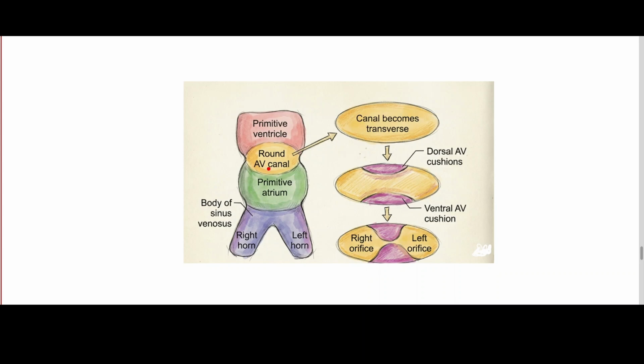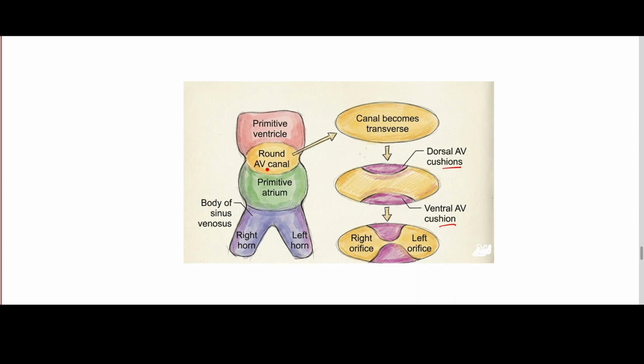Now let's look at the division of the atrioventricular canal. Initially in our primitive heart tube, between the primitive ventricle and the primitive atrium is the AV canal or atrioventricular canal. So what happens is that two swellings called the endocardial cushions grow, one from the back, which is called the dorsal atrioventricular cushion, and one from the front, which is called the ventral atrioventricular cushion.